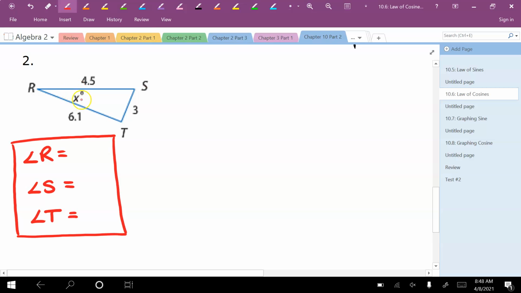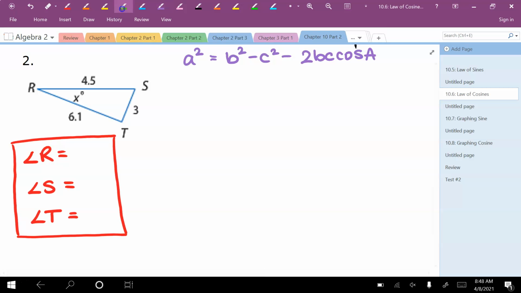So in this case, X is the angle. So if you think about your equation from up above, this one that we just used, in this case, the 3 is like where the little a would be. The 4.5 could be your B, and the 6.1 could be your C. And where X is at, that's where capital A is.